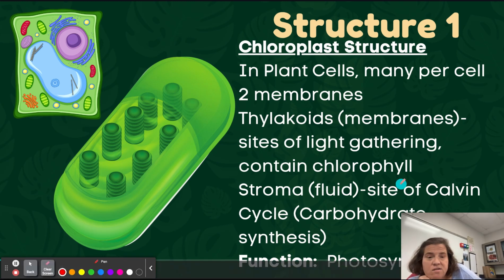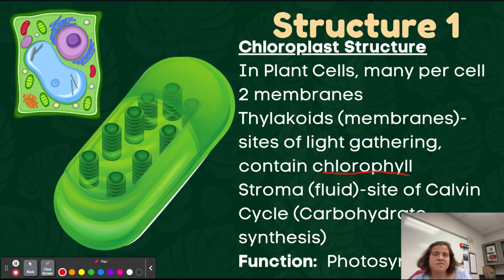And in a plant cell, yes, there's going to be many of these per plant cell. They're going to be green in color because they contain the pigment chlorophyll. So that's what makes them green. And you should realize that them being green means that they are going to be absorbing every other color of light and reflecting green. So that's going to be important when we talk about photosynthesis.